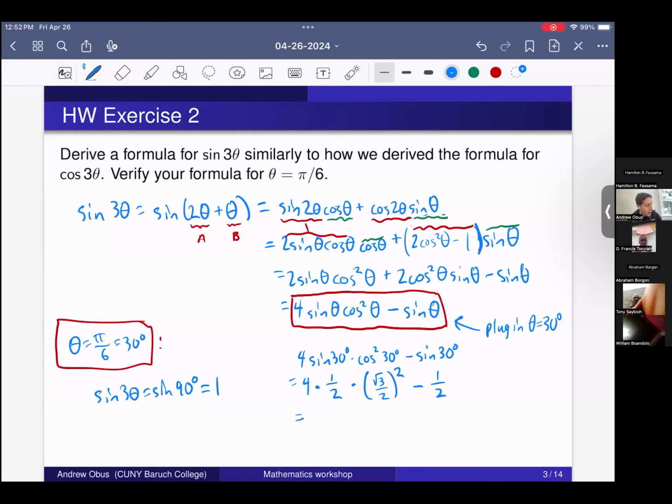This is 4 times 1/2 is 2. Square root of 3 over 2 squared is 3/4, right? And then we subtract 1/2. And that's going to be equal to 2 times 3/4 is 3/2 minus 1/2. And in the end, we get 1, exactly as we want. So these are equal.